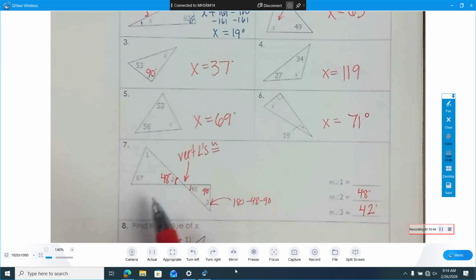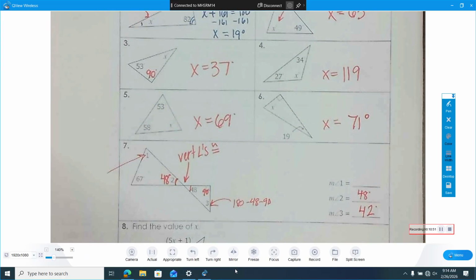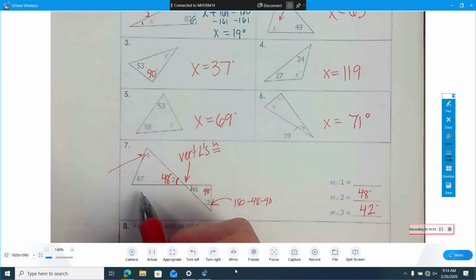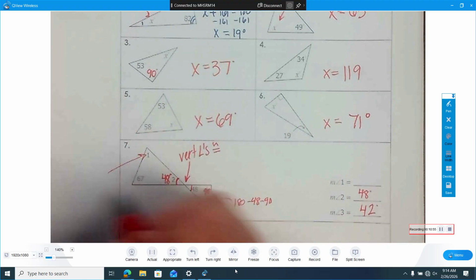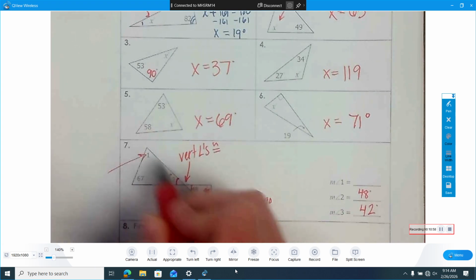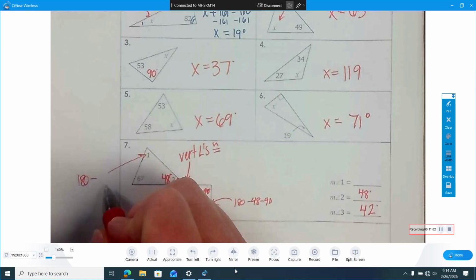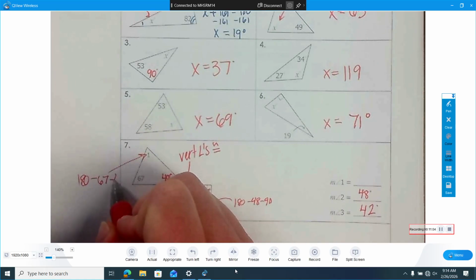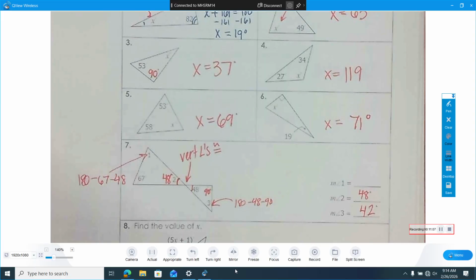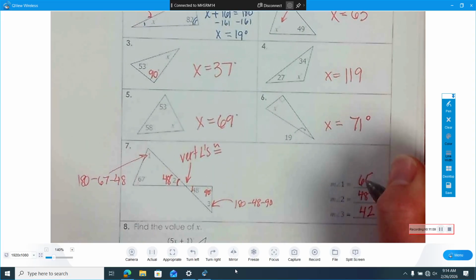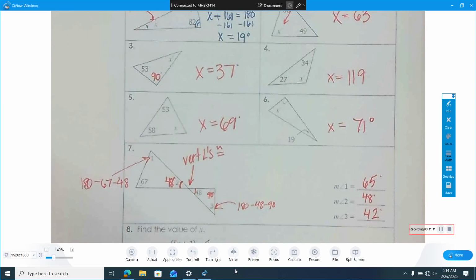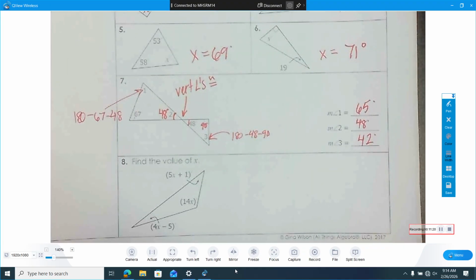And then how do we figure out angle 1? Again, 1, 2, 3 angles in a triangle. So we got a couple of ways we can do it. 180 and just subtract the other 2 angles. Minus 67 minus 48. And so angle 1 turned out to be 65. Beautiful. So when we just have numbers, is it super easy? Yeah. Super easy.